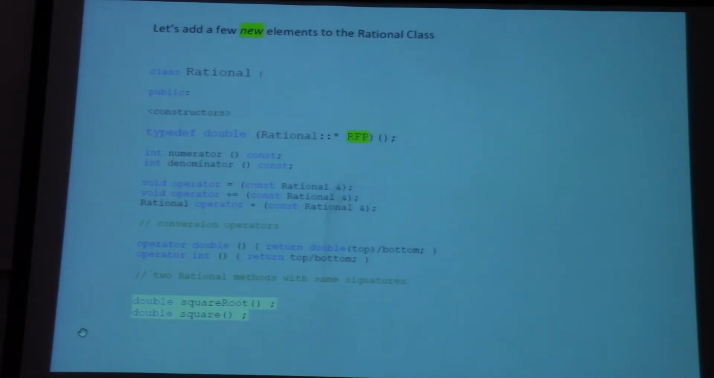It's a lot. The typedef is the killer, right? But save it for last. Okay? So RFP is a type. It can't point to anything at all. It's a type of thing. So RFP is a type of functions that are members of this class. That means methods that take no parameters, return a double.